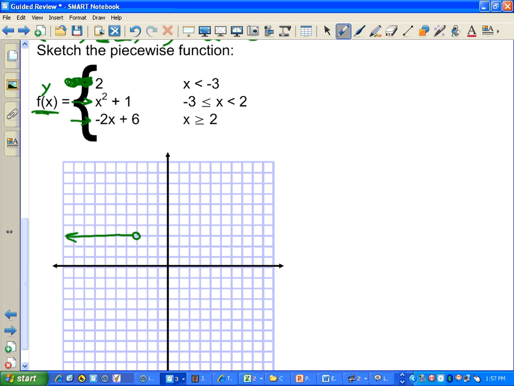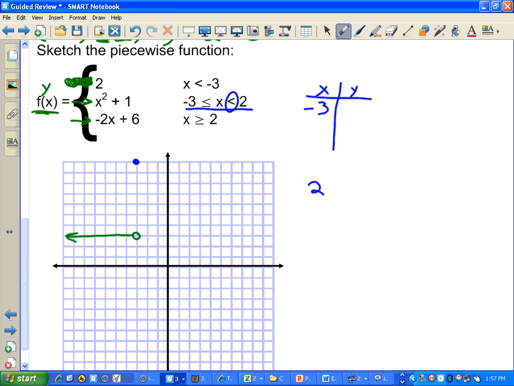I'll keep that green. Let's switch colors here. We'll do blue. Blue is going to include these values, from negative 3 all the way up to 2. Now 2 I can't actually put in there because it's not equal to 2. But everything leading up to 2 I can put in, so I want to make an open circle there so that you know everything leading up to there is on this graph. So if I put in negative 3, I get 10.